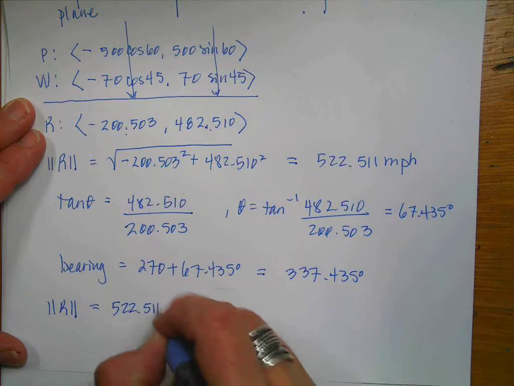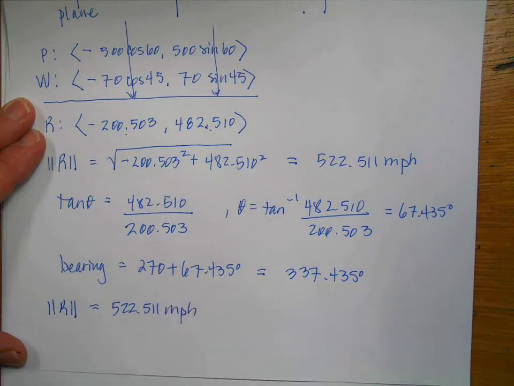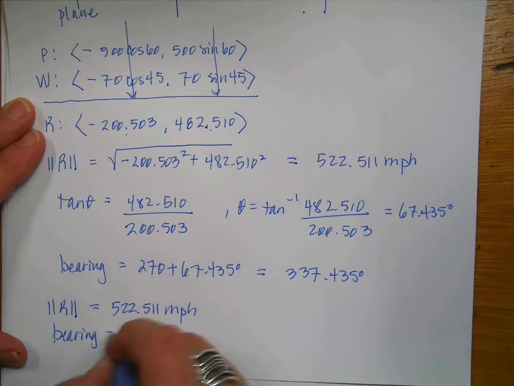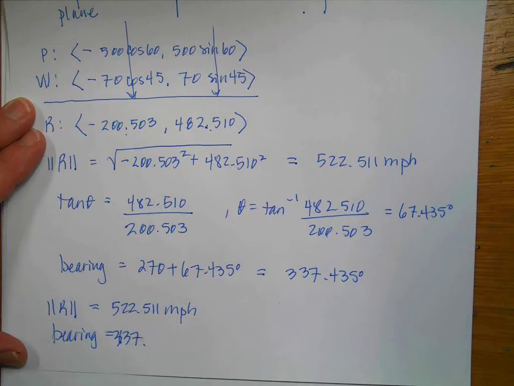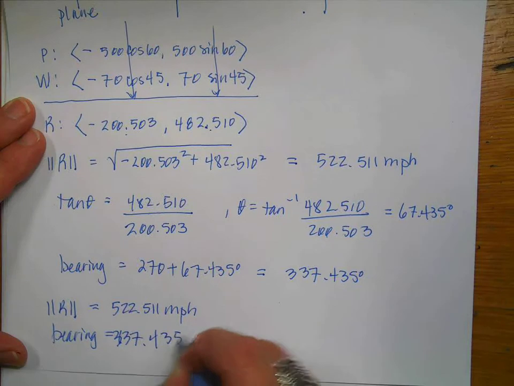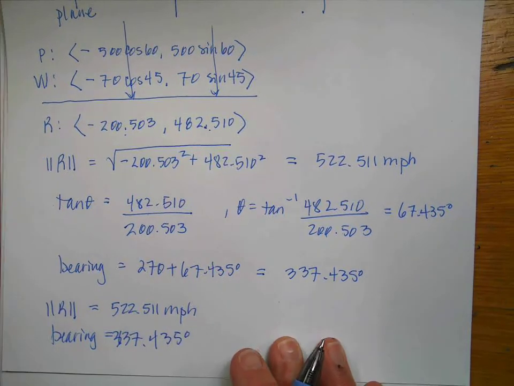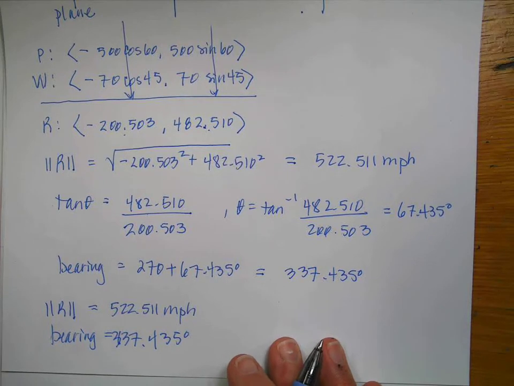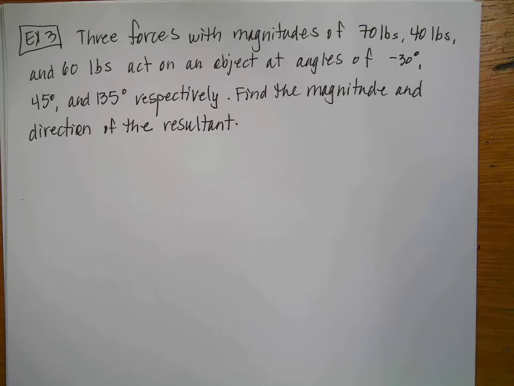So now I'm going to report my answers in a concise location. I'm going to say the magnitude is 522.511 miles per hour. You always have to include your units. And my bearing is going to equal 337.435 degrees. Okay, and then I would have finished the problem. So I think this is the easiest method of managing your vectors. You can do whatever you choose to do. I like this method best.